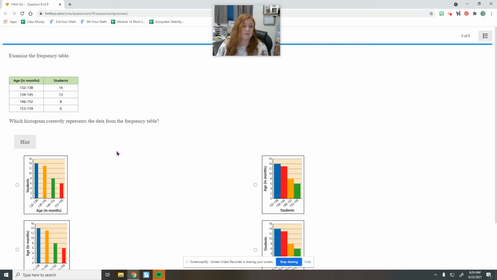Our last one is looking at these frequency tables and a histogram. They took our data and broke it up from 132 to 138. So I can see 132, 33, 34, 35, 36, 37, 38. There are 7 pieces of data in this group. From here, 132 plus 7 is 139, and 138 plus 7 is 145. I want 7 in every group.